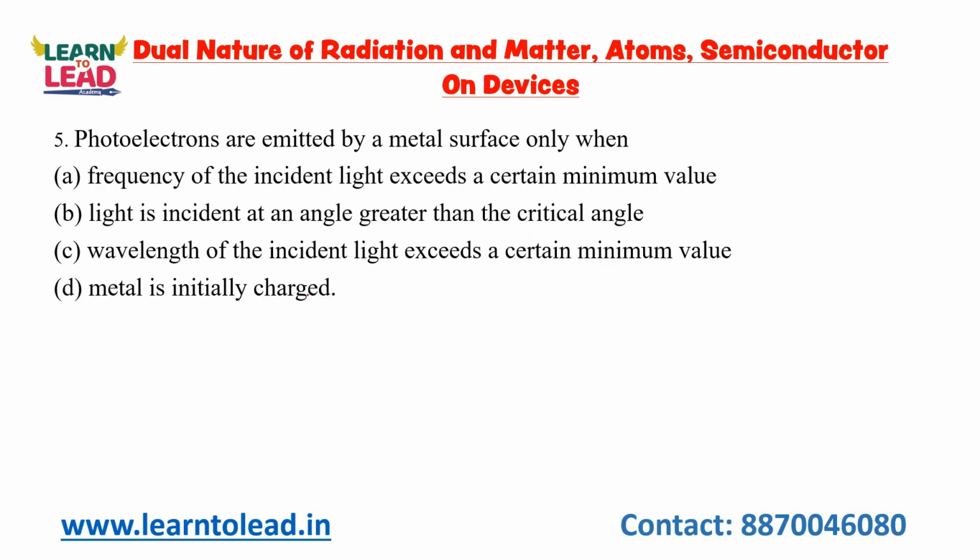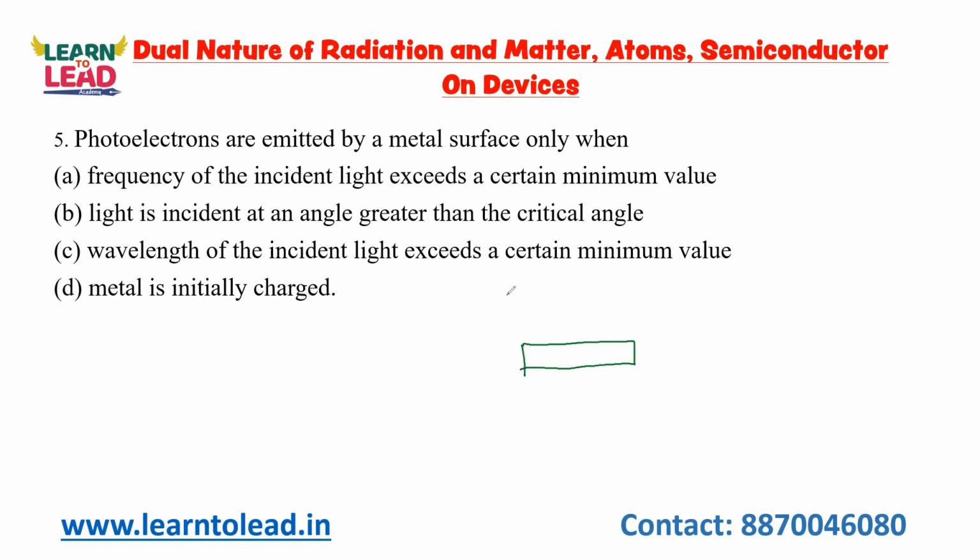Then, photoelectrons are emitted by a metal surface only when what? Only when the frequency of the incident light exceeds a certain minimum value. The frequency of the incoming photons must be above a particular frequency, which I have taught as the threshold frequency. Only above that threshold frequency will photoelectrons be emitted. What are photoelectrons? This is also a static equation. You should write all these line by line like theory.